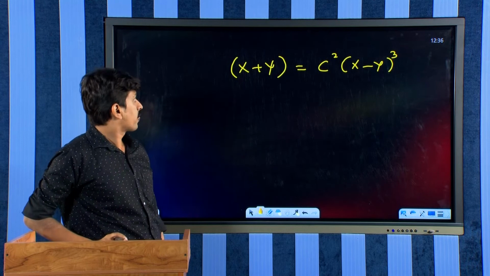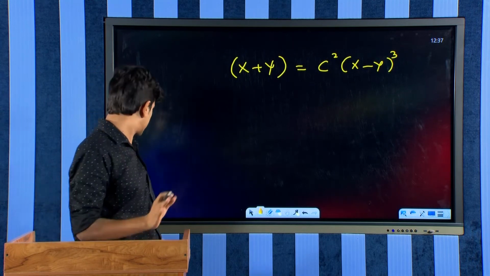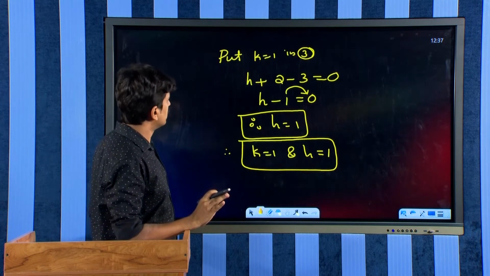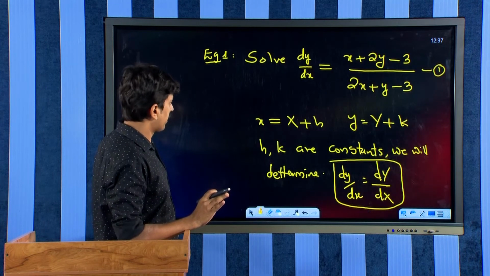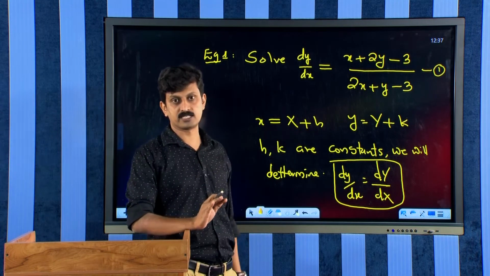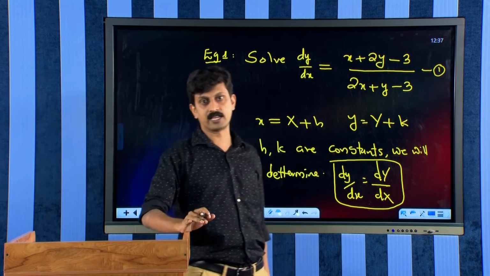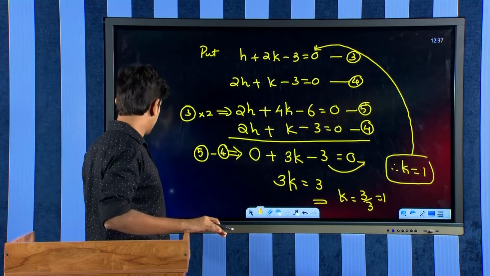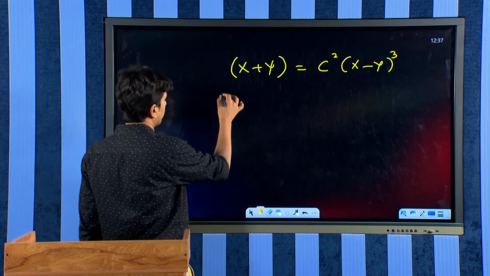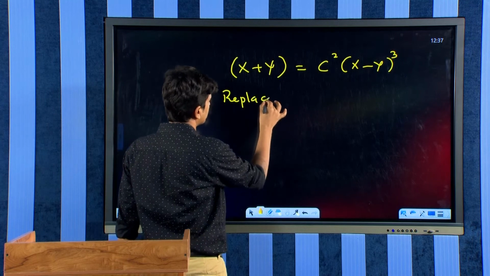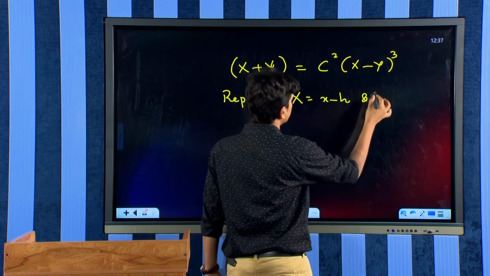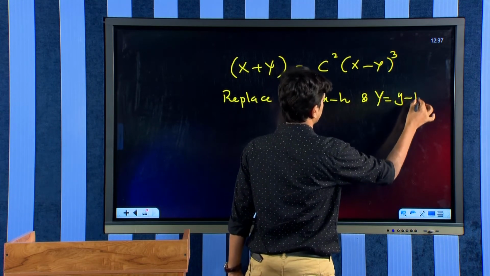Okay, fine. And now we can replace. We substituted this in the first slide: small x is equal to capital X plus h. That is, capital X is equal to small x minus h, and capital Y is equal to small y minus k. Therefore, finally, we replace capital X with small x minus h and capital Y with small y minus k.